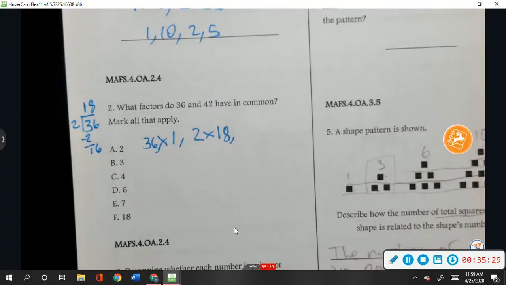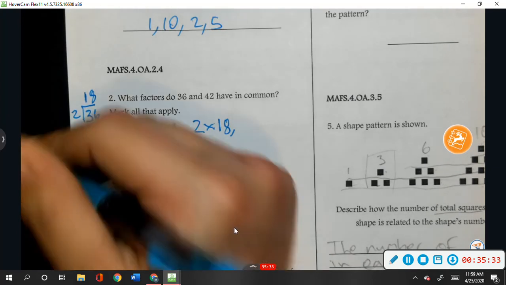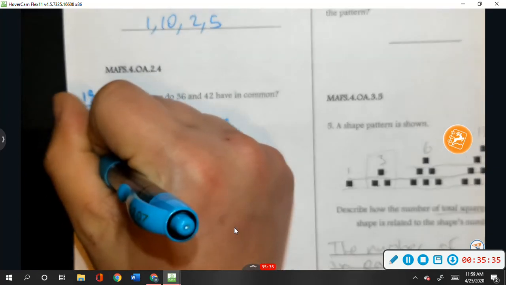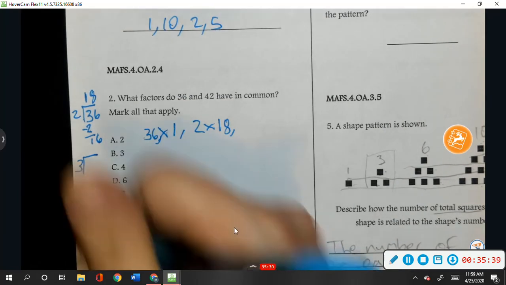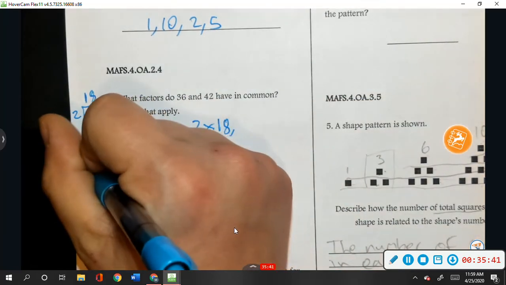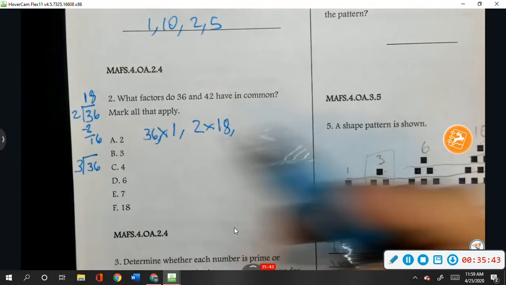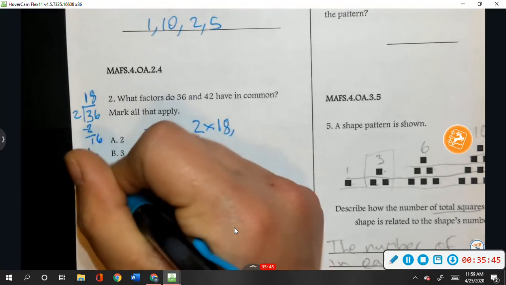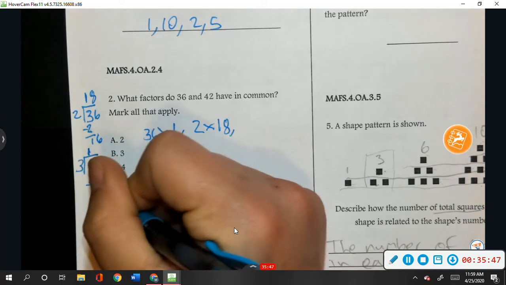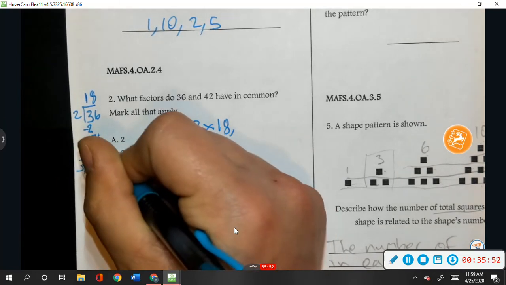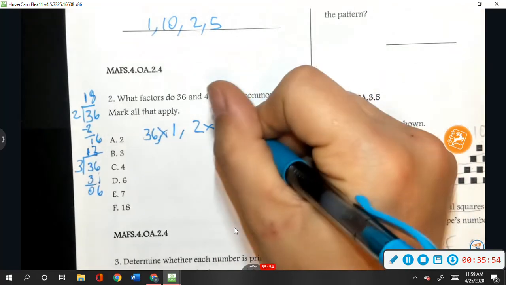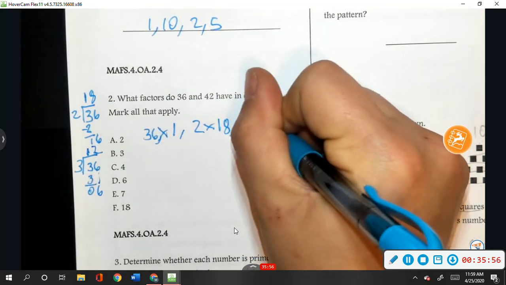What about 3? Does 3 go into 36? This is just a way to longhand it if you do not have your multiplication tables memorized very well. That's the only reason why I'm walking you through it like this. 3 goes into 3 one time. 3 times 3 is 3. That zeroes out. We bring down the 6. 3 goes into 6 twice. So we have 3 times 12.